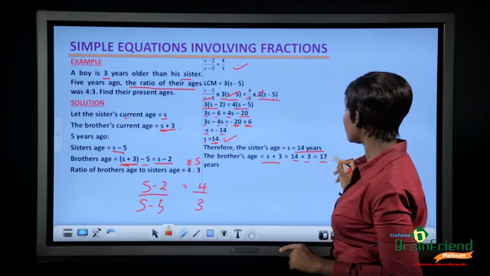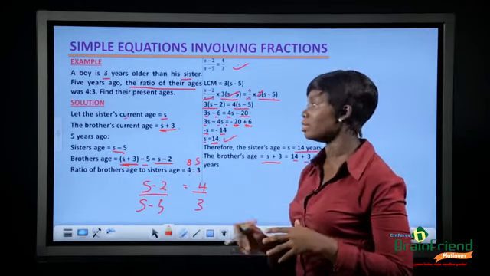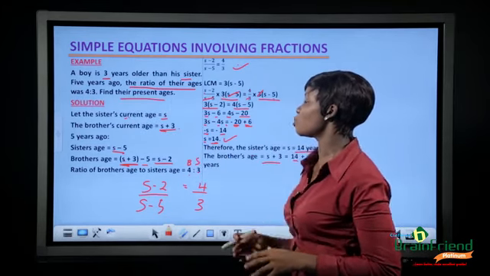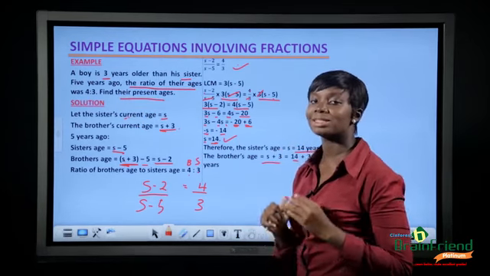So the brother is 17 years old, while his sister is 14 years old currently. The question says find their present ages. So presently, she is 14 while the brother is 17.